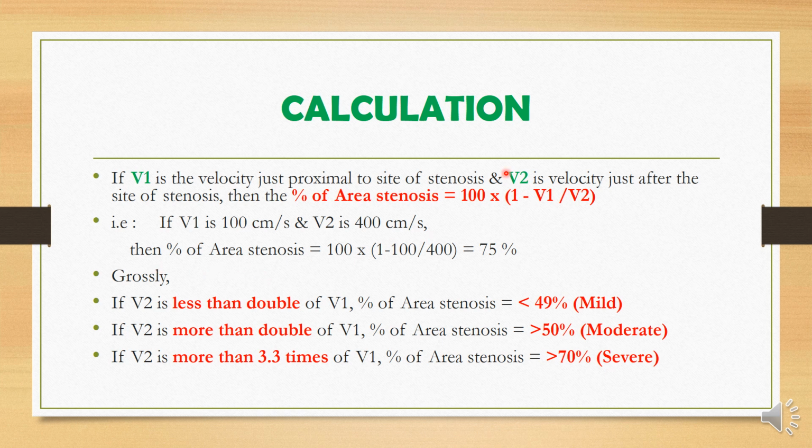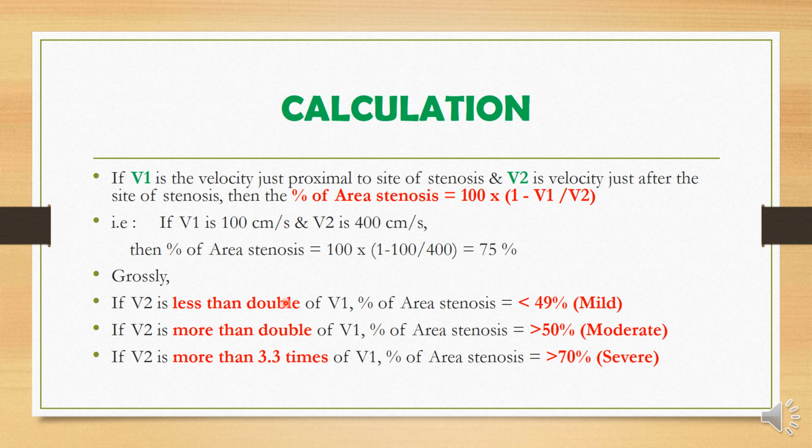So by this formula, but grossly we should remember that if V2 is less than double of V1, then the percent of stenosis will be less than 49%, which is mild. And if V2 is more than double, then the area stenosis will be more than 50%, which is moderate. And if V2 is more than 3.3 times, then the area stenosis will be more than 70%. So you need to remember this one.